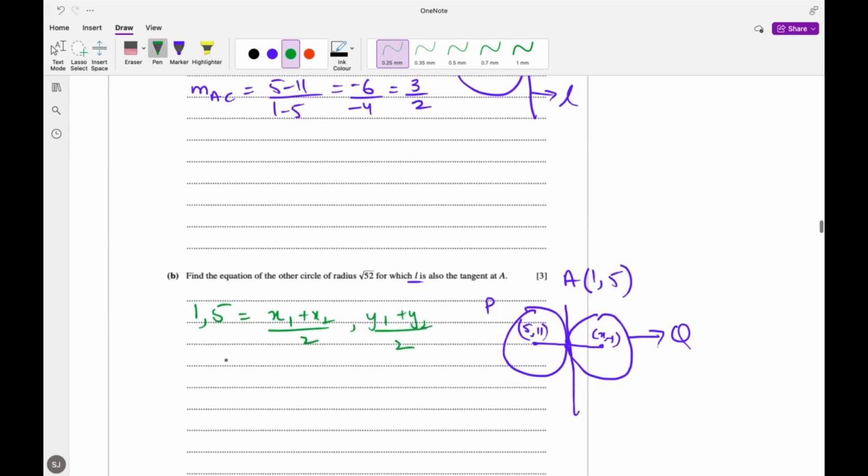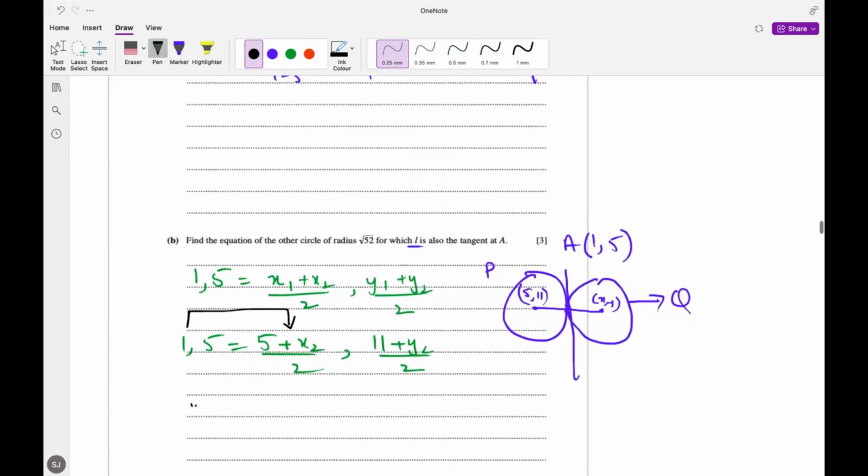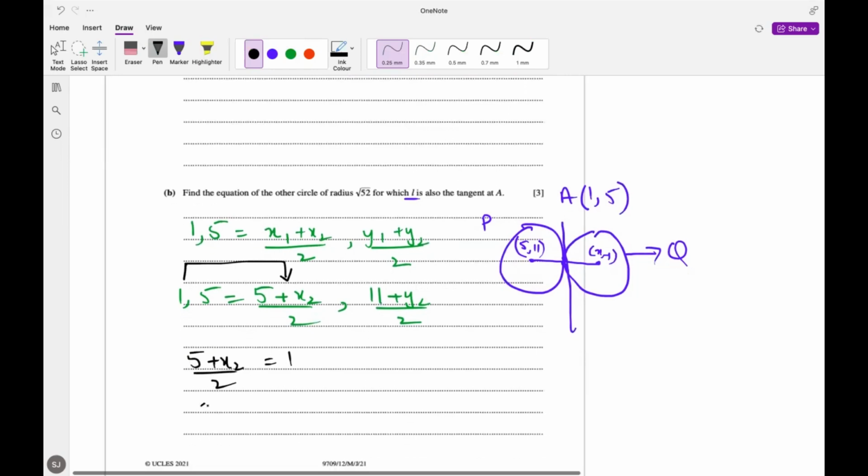So we'll take x1 as 5 and x2 will be x, the center coordinate for Q. So this will become (5 plus x2 upon 2, 11 plus y2 upon 2) equals (1, 5). Now equating the two, we'll get 1 equals 5 plus x2 upon 2. So 5 plus x2 will be equal to 2, and the x coordinate will be 2 minus 5, which is equal to minus 3. For the y coordinate, we'll write 5 equals 11 plus y2 upon 2. So y2 will be equal to 10 minus 11, which is equal to minus 1.